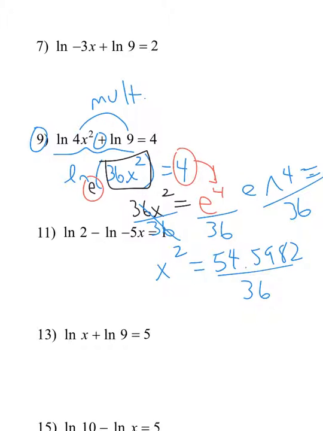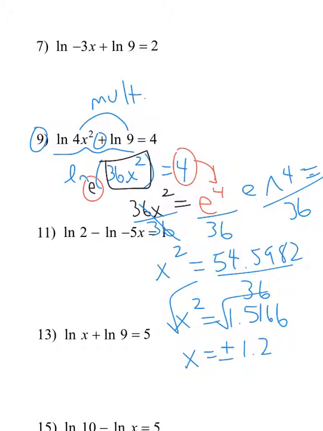So now let's go ahead and divide that. If I take that 54.5982 and divide by 36, I get about 1.5166. Now I'm going to take the square root of both sides. So x equals positive and negative the square root of that 1.5166, and it's about 1.2315, positive and negative.